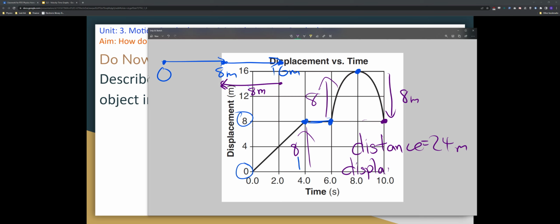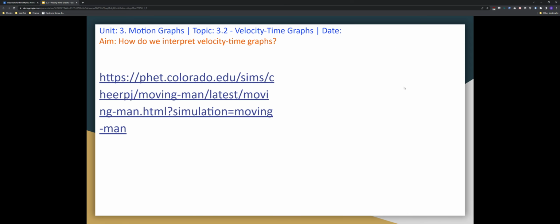Now, my displacement is how far you are from your original starting location. So if I end at 10 seconds at 8 meters, and at 0 seconds I started at 0, well, I am 8 meters from where I started. So my distance traveled would be 24 meters, and my displacement would be 8 meters. So that's essentially what's happening there.